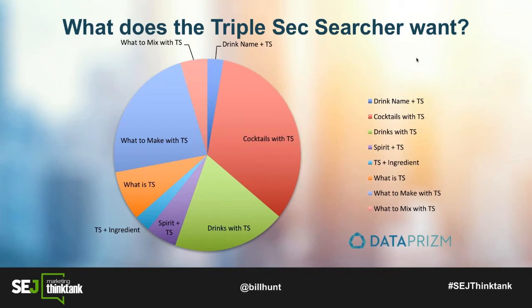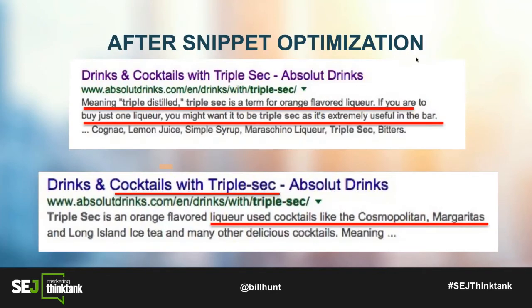So if we go to the next slide, we could show how we changed the snippet, before and after. Before, we had sort of the Wikipedia-ish description, meaning triple distilled, triple sec is a term. People are bored already, which is why we were getting a low click rate. And we simply said, hey, they want to know very quickly what it is, but what's it in? And so by saying, hey, it's an orange flavored liqueur used in cocktails like these, what we found was that the click rate went up exponentially.